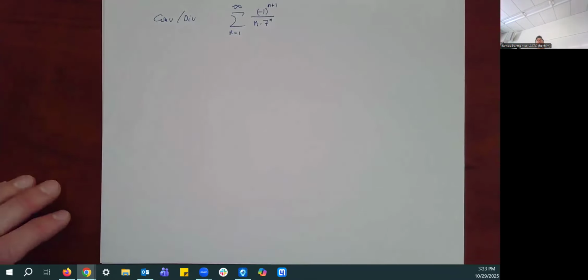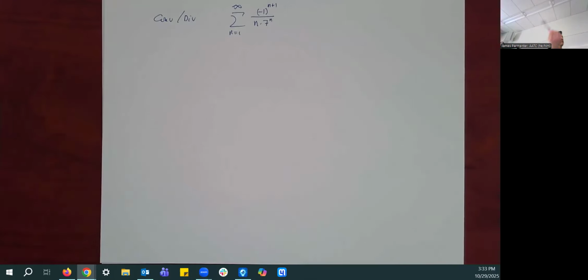If I was answering this question, I would be asking, does this series converge absolutely, converge conditionally, or diverge? Looking at the fact that I have something to the nth power, I'm going to throw the ratio test at it. That was my first intuition there.